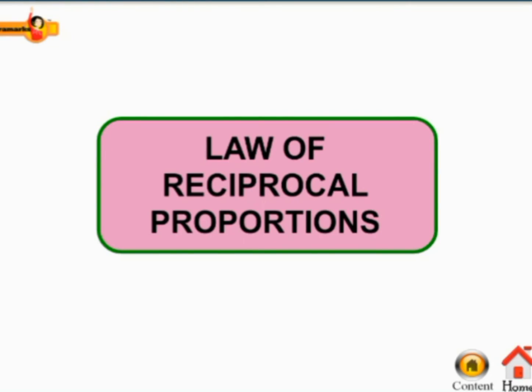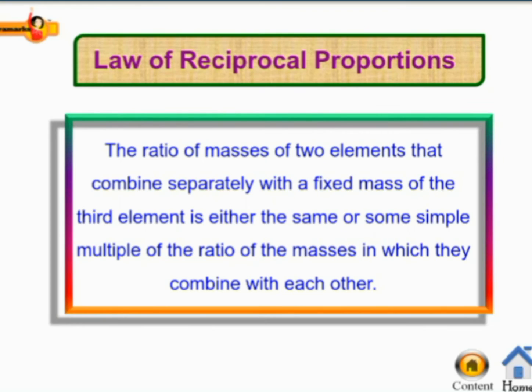Law of reciprocal proportions. Learn about the law of reciprocal proportions. The law states that the ratio of masses of two elements that combine separately with a fixed mass of a third element is either the same or some simple multiple of the ratio of the masses in which they combine with each other.